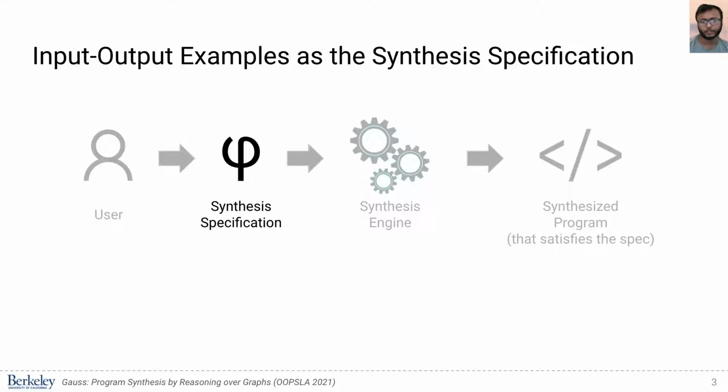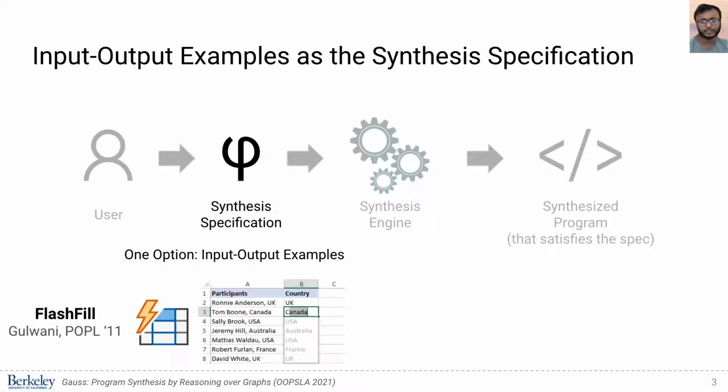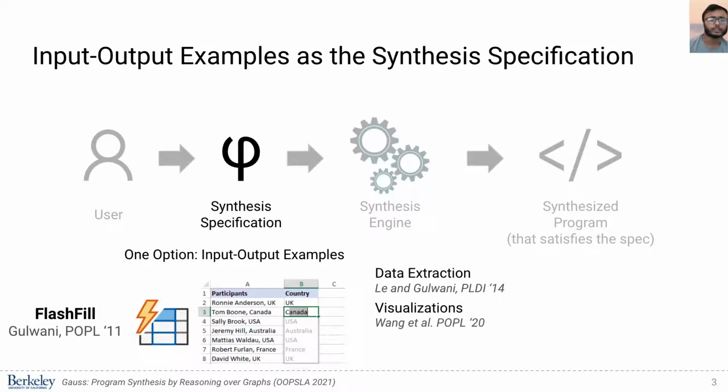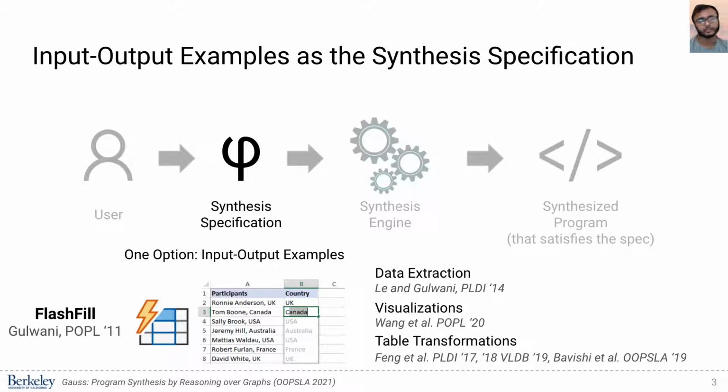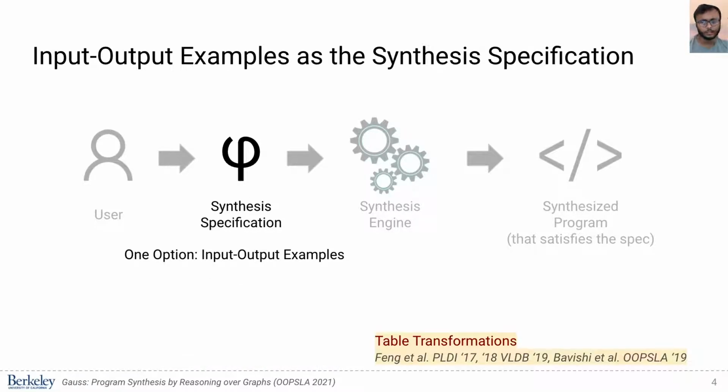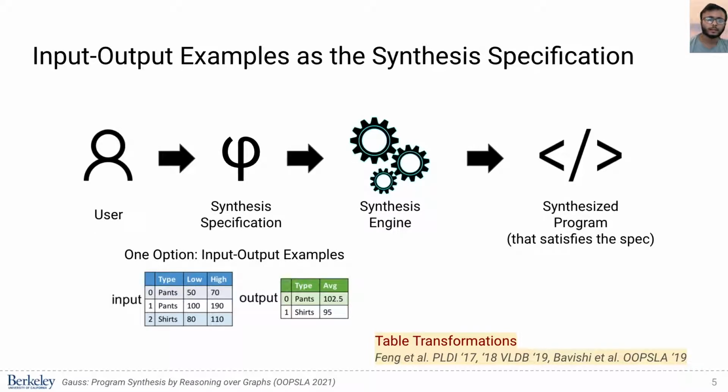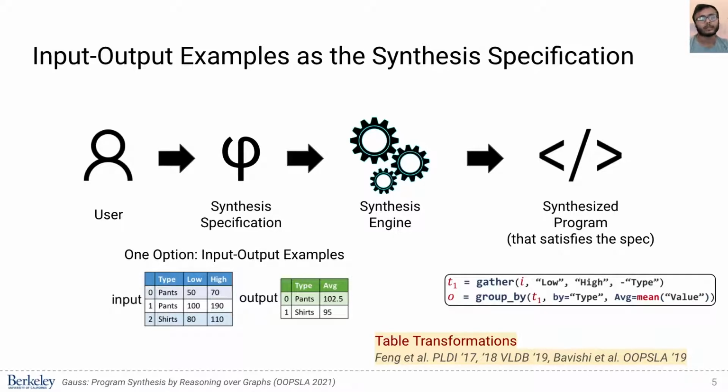Let's look at the synthesis specification in more detail. One option for the form of specification, or specification modality, is input-output examples. Since the commercial success of Flashfill in using input-output examples to synthesize string transformation programs in Excel, input-output examples have been used as a specification modality for a number of other domains, such as data extraction, visualizations, and table transformations. In this work, we take a closer look at the use of input-output examples for the domain of table transformations. Just to clarify, the input-output example here is an input and output table, and the target program is a table transformation program in a language such as R or Python.